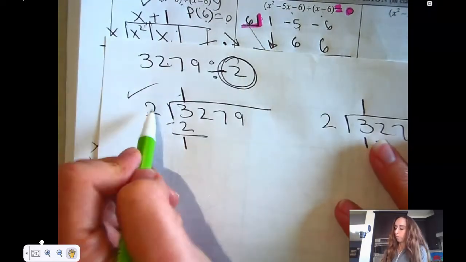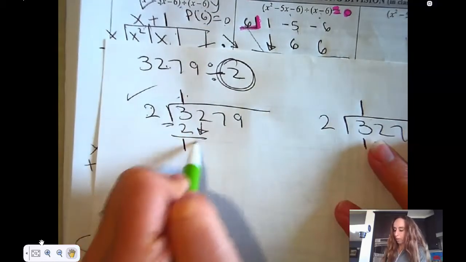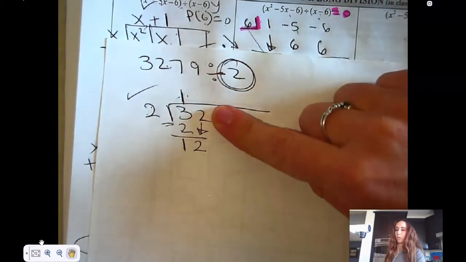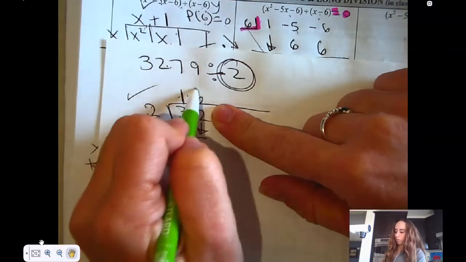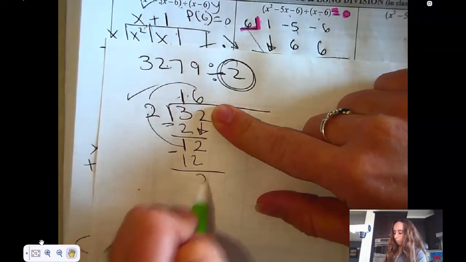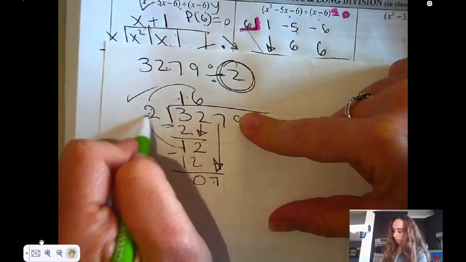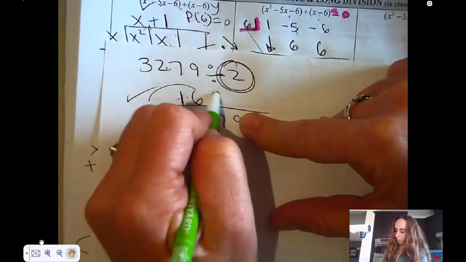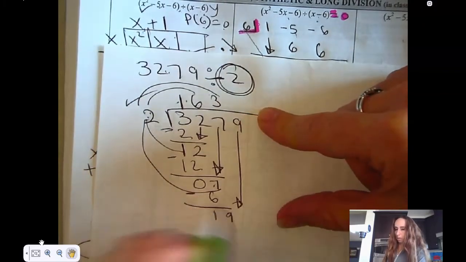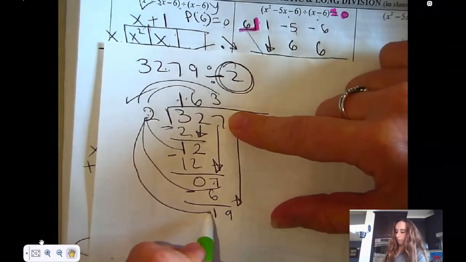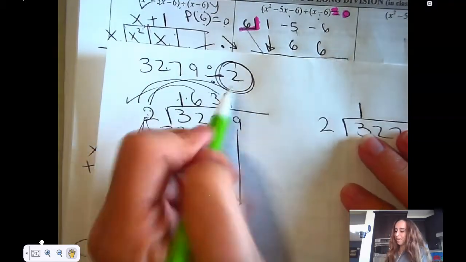Okay? So now we go, we went this times this, we get 2, we subtract, and then remember we bring down the next number. We don't bring down all the numbers, just the next one. And then we start again. 2 divided by 12, 6. Then you go 2 times 6, 12. Bring down the 7. 2 divided by 7. So we kind of go like that. 3 times 2. Subtract. Bring down the 9. 2 divided by 19. 9. Multiply. 18. 1.